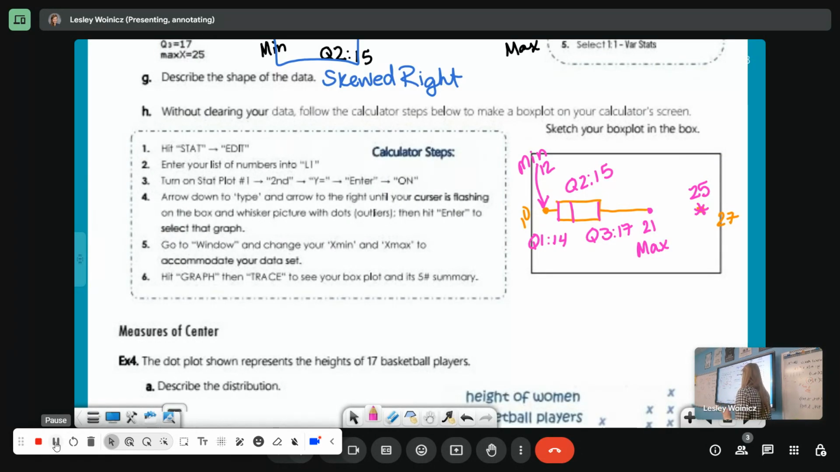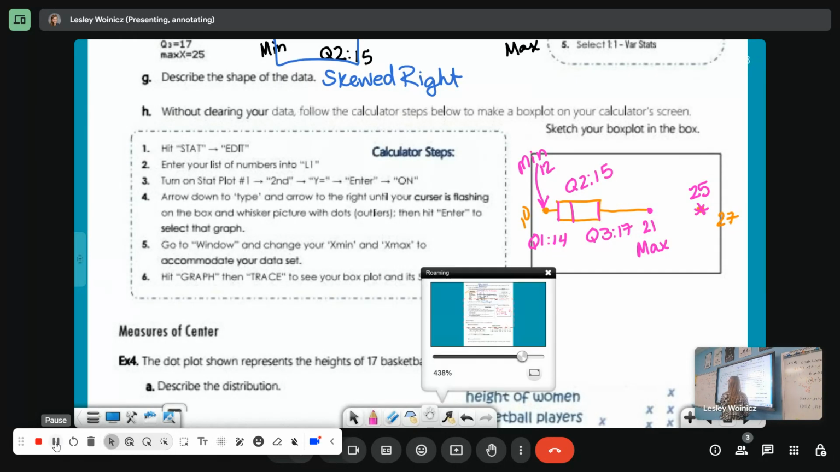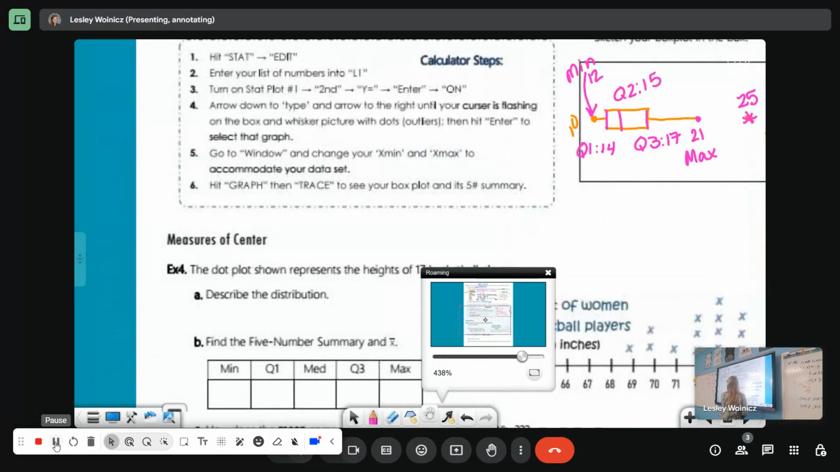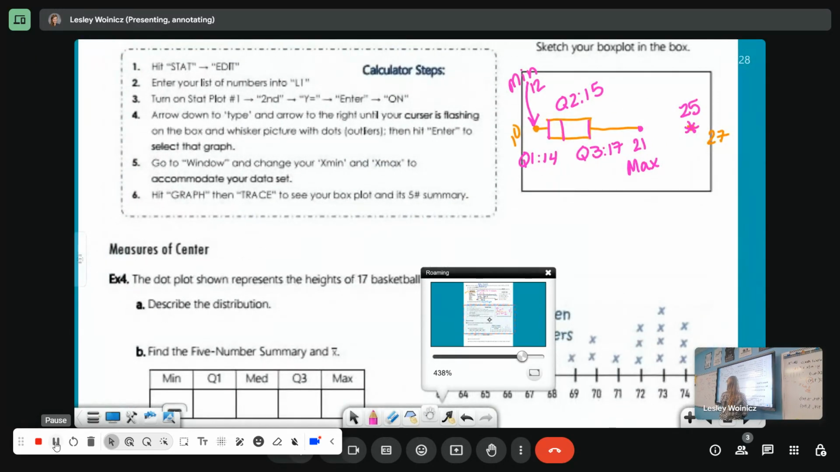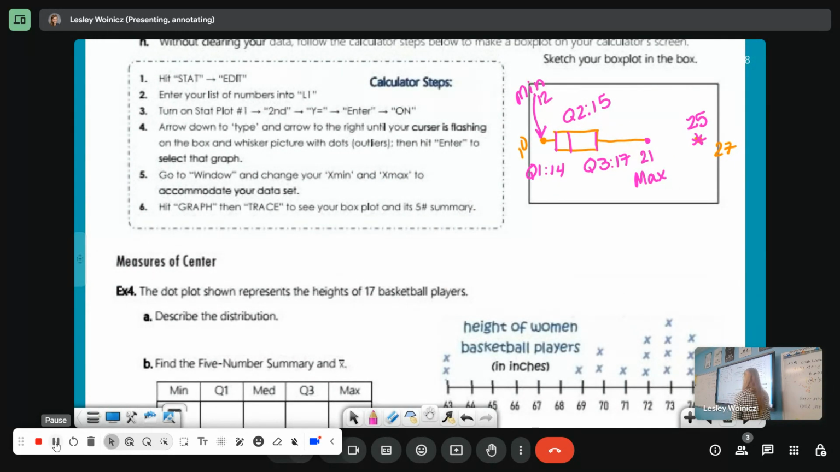Okay, look at your basketball players. Will you go ahead and describe the shape, please? I'm not going to make it so you can't see it. I'm going to make it so you can still see, okay? So when you look at this dot plot, what is our shape here? Skewed left.